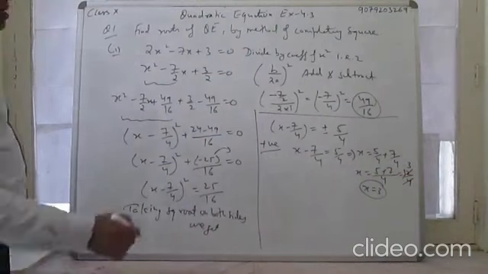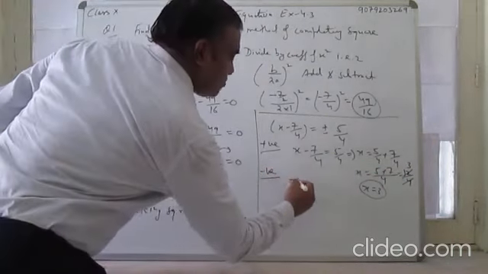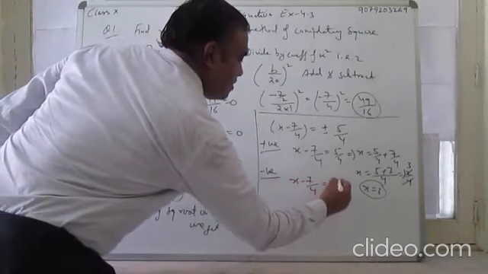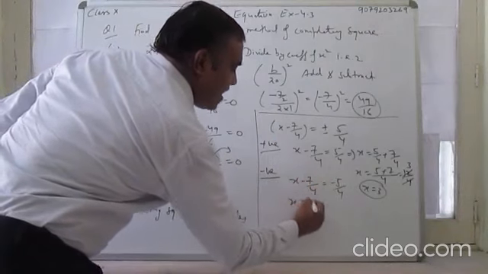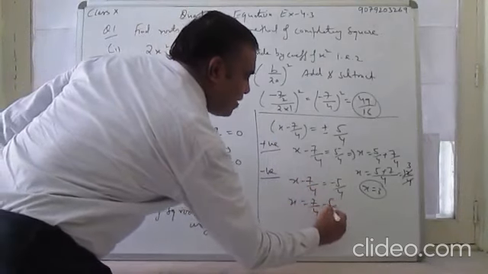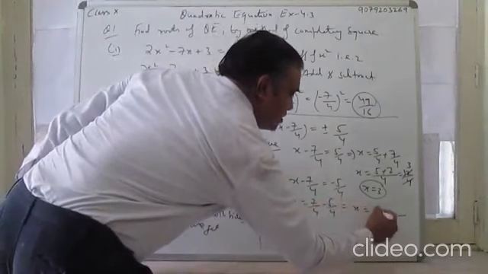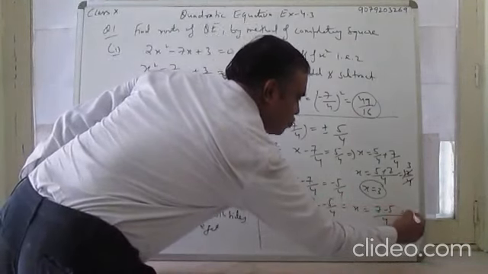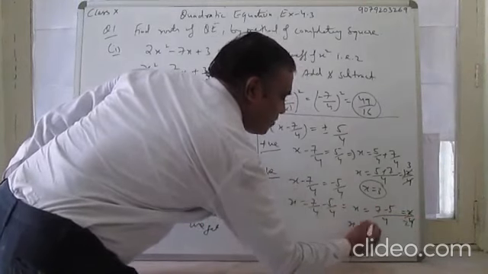One value is 3. Now I will take negative sign. So x minus 7 by 4 is equal to minus 5 by 4. Transpose this that side. So it is x is equal to 7 by 4 minus 5 by 4. Take LCM 4. 7 minus 5. It is 2 by 4. So it is 1 by 2. X is equal to 1 by 2.